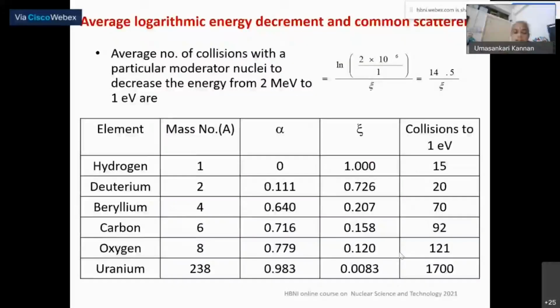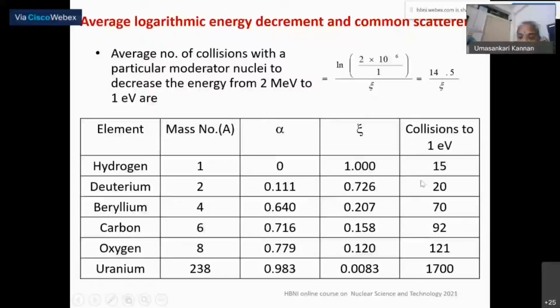Now, you will appreciate this more with this table here. The average number of collisions with a particular moderator nuclei for a neutron to decrease in energy, let us say from 2 MeV to 1 eV, is given by log of 2 into 10 to the power of 6 by zeta, which is nothing but 14.5 by zeta. Now you can see for different elements I have given you. For hydrogen, mass number is 1, alpha is 0. So only 15 collisions are required for the neutron to go from 2 MeV to 1 eV.